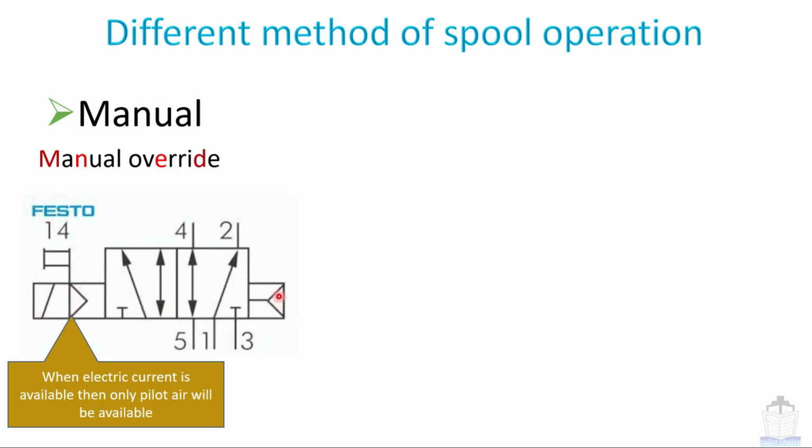But the meaning of this symbol, the triangle with this line, is that pilot air is available all the time. In another way, we can also represent it by a white triangle. Now the question is why this sort of system is used. This is used only to make the valve fail safe. I will explain later. Now I am going to show you some important points about this manual override.